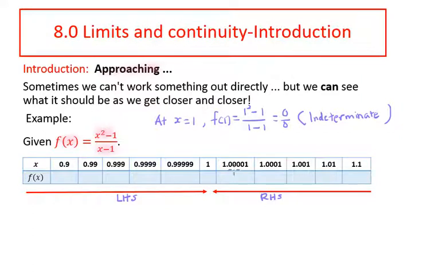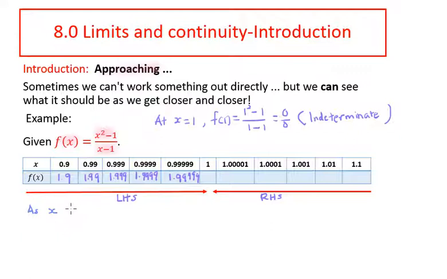So what will happen when x slowly approaches 1 from the left hand side? Let's substitute all these x into f(x). When x is 0.9, you have 1.9. This is 1.99, 1.999, 1.99999.